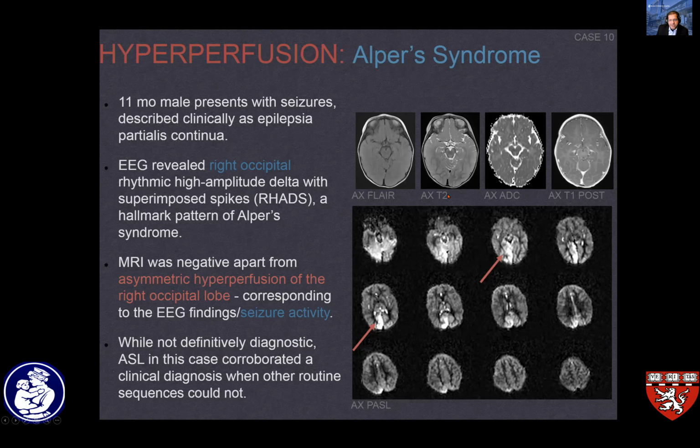The next patient was a patient with Alpers syndrome. Here, I saw this patient with seizures, described clinically as epilepsia partialis continua, and he had high occipital rhythmic high amplitude delta with superimposed spikes, or RAD, a hallmark pattern of Alpers syndrome. The MRI was negative except for asymmetric hyperperfusion in the occipital lobe, corresponding to the EEG abnormalities, also in the thalamus on the same side. Well, that's definitely diagnostic. In this case, ASL corroborated a clinical diagnosis when other sequences were called normal.